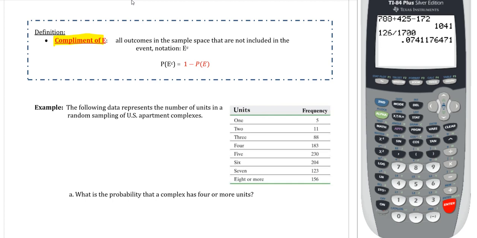The complement is where you're looking at all outcomes in the situation that are not included in the event. So the opposite. For example, drawing a face card from a deck of cards, the opposite would be drawing not a face card from a deck of cards. The word not is a good way of thinking about what a complement is. Now, the reason we talk about complements is because sometimes complements make it easier to approach specific problems.